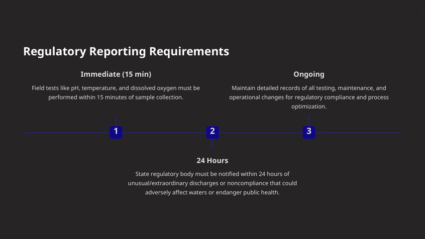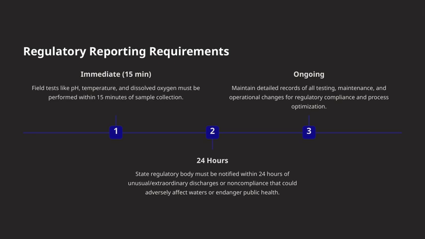Next, if there's an unusual or extraordinary discharge, or any noncompliance that could harm water quality or public health, we are required to notify the state regulatory authorities within 24 hours. Prompt reporting like this helps prevent potential environmental or health issues from escalating. Finally, it's important to keep detailed records on an ongoing basis. This means documenting all testing, maintenance activities, and any operational changes.